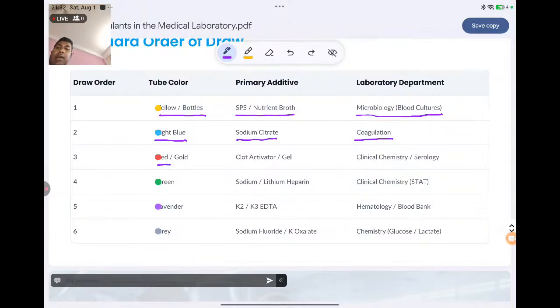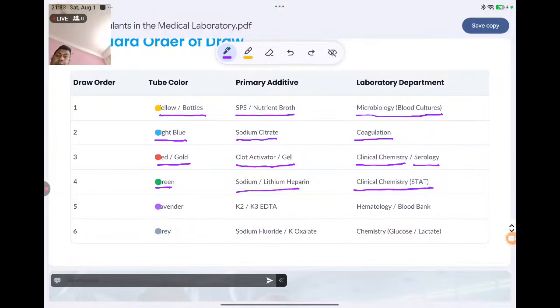Then we have to collect in red or gold, which is a clot activator. The red tube is also known as the clot activator tube, and it is used in clinical chemistry, that is biochemistry, and serology labs. Then we have to collect blood in a green tube, which is heparin, and it is used in clinical labs to perform stat examinations.